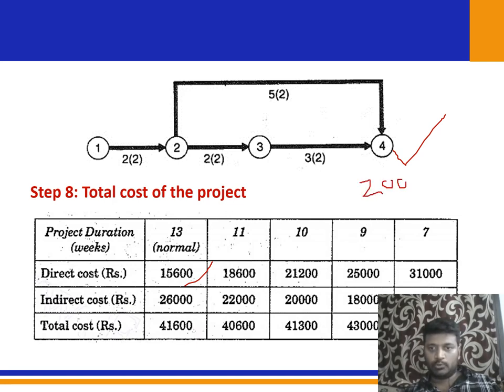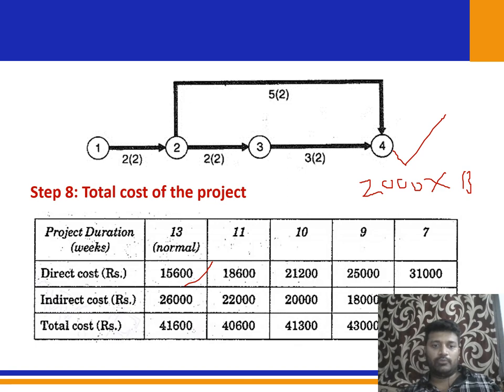Okay. So 2000 into the duration, that is 13. So when you multiply that, you will get 26,000. So that is what they have given, they are plotted in the table. Okay. 2000 into 13, 26,000. Again, 2000 into 11, 22,000. Again, 2000 into 10, 20,000. So you have to do it for each and every duration.